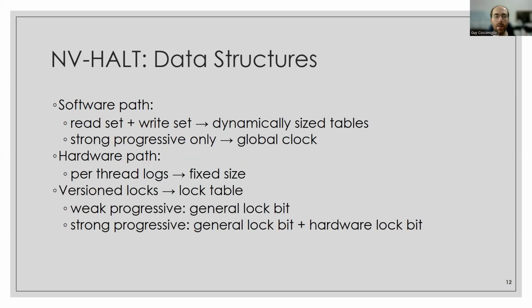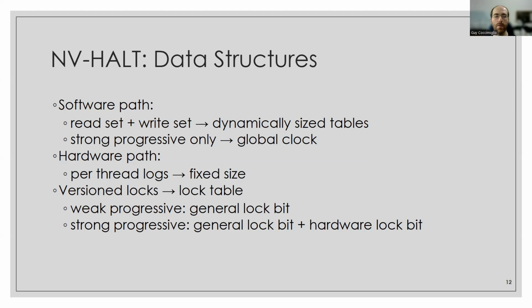All right, well, let's start out by talking about the data structures that Nv-Halt relies on. So for our software path, we use a read set and a write set, which are implemented as dynamically sized tables. And for our strong progressive implementation only, we also have a global clock. On the hardware path, we use per thread logs. These are fixed size. All of the addresses in Nv-Halt are protected by version locks, and these version locks are stored in a lock table.